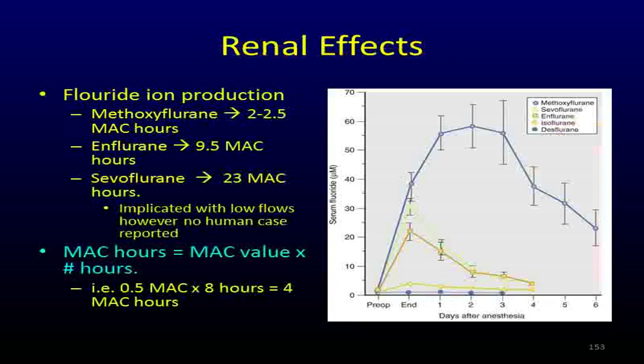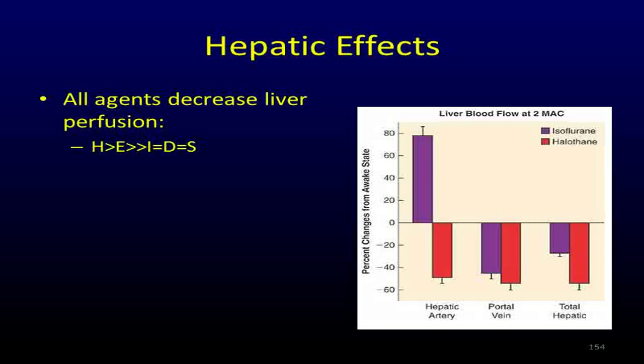So renal effects. What do we know? Does urine output decrease? Yes. Is there fluoride ion production? Yes. What do fluoride ions do to the kidneys? They hurt it, if you have the toxic concentration. Yes. So if you're manipulating the flows and stuff on your sevo, whatever you're running, then how do you figure out MAC hours from that?